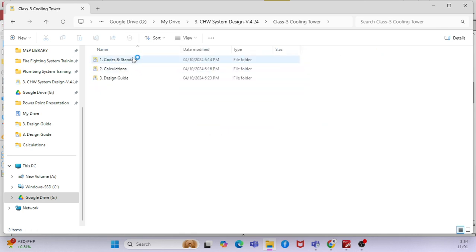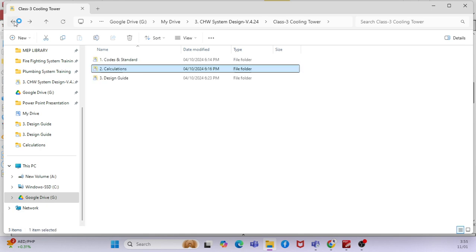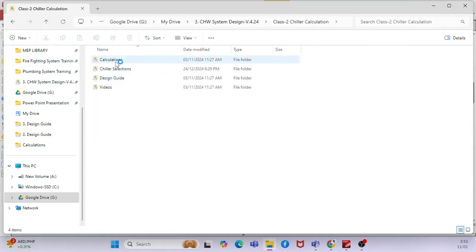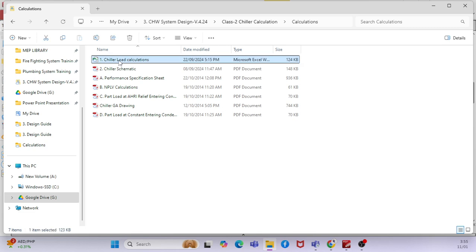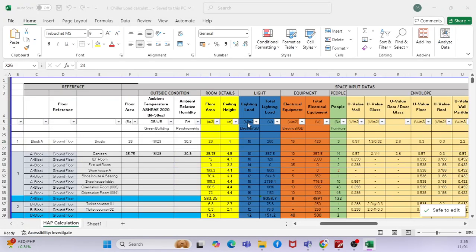Okay, so when I go to the cooling tower calculation, you have a lot of documents inside, and if you go through one of the documents for the chiller calculation, you will find one Excel sheet called chiller load calculation, right? So this chiller load calculation is basically the heat from the building, right? You're going to find out what is the total heat inside the building, so that you can cool that building.